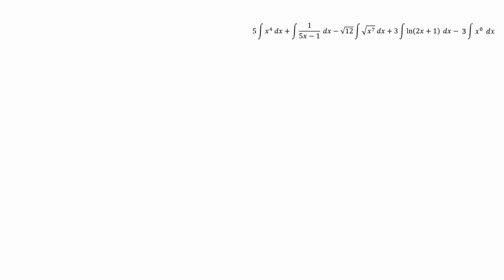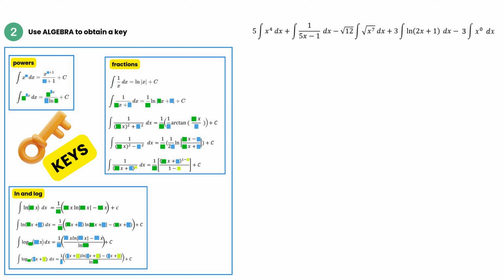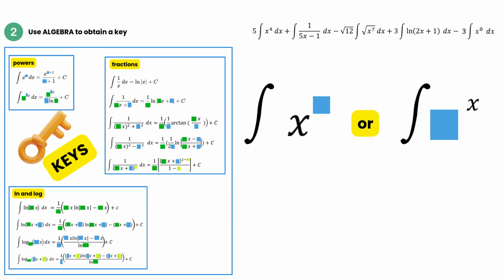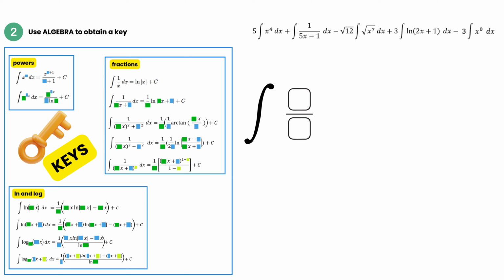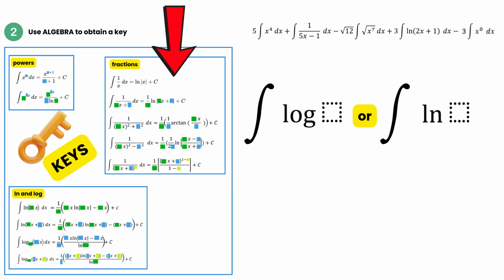Our next step in the integration game plan is to use algebraic manipulation to get a key for the integral. Very, very important: my problem must match a key exactly in order to use it, and we use basic algebra to rewrite the integral so that it fits a key. How do we decide which key it fits? Look at the integral and ask, is it something with a power? Then check the power keys. Is it something in a fraction? Then check the fraction keys. Or is it a log or natural log? Then check the log and natural log keys.